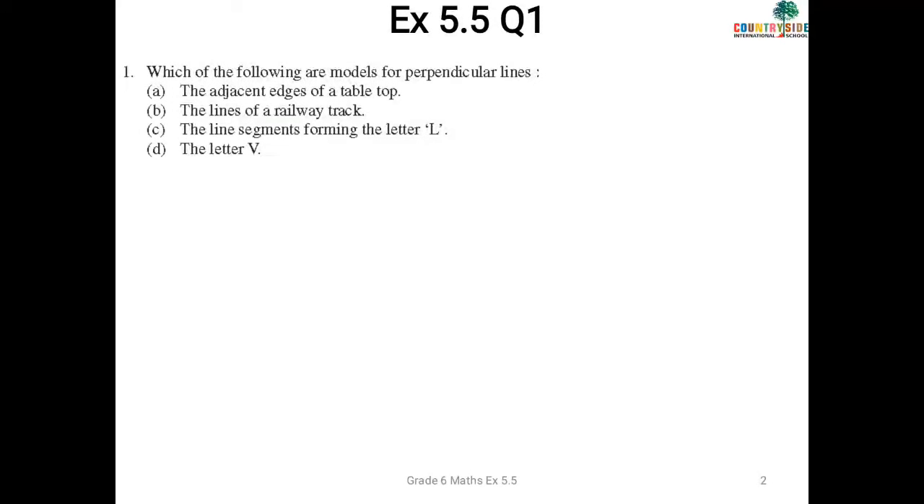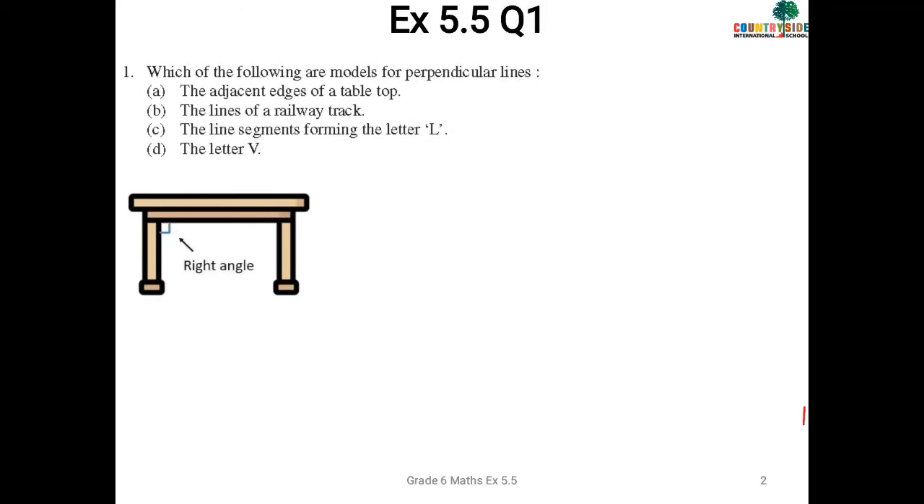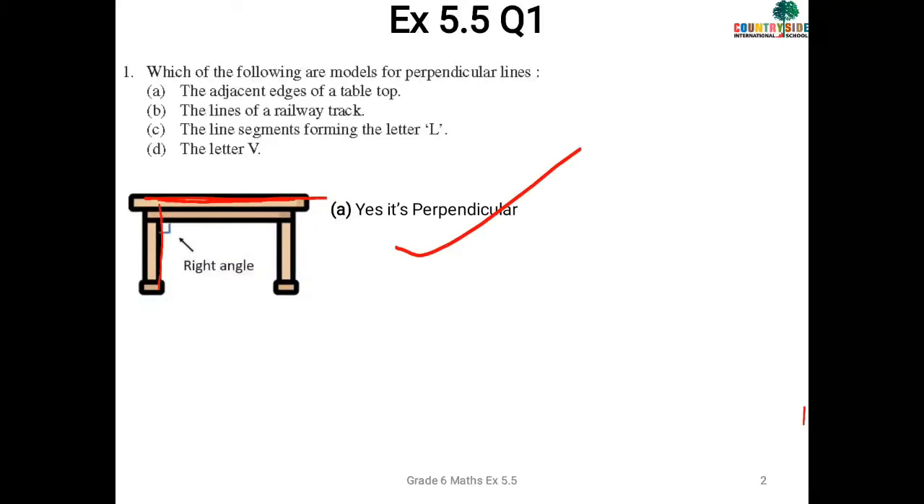Now question number 1 is very easy. Just read the question. Which of the following are the models for perpendicular lines? So you have to identify from A, B, C and D which are the perpendicular lines. The first one is the adjacent edges of a table top. Let's see. This is the table and this is the top of the table and these are the adjacent edges and it is making a right angle, that is a 90 degree. So whenever two things make a right angle, they are perpendicular. So yes, it is perpendicular.